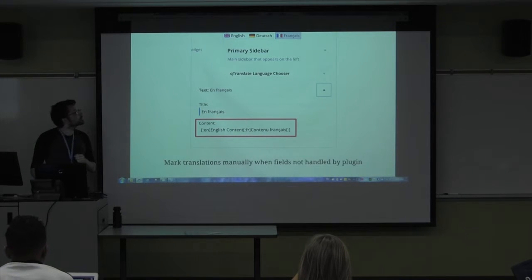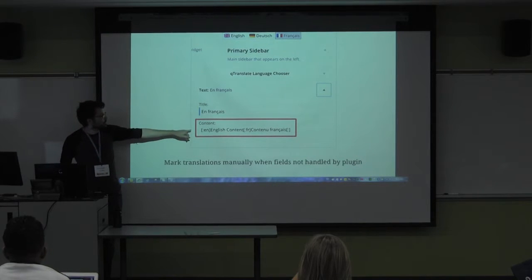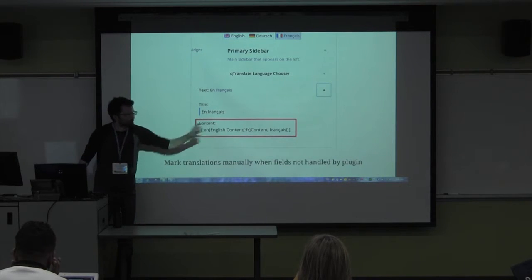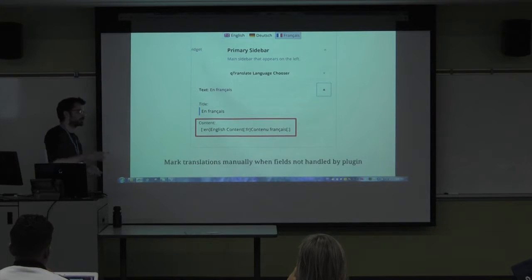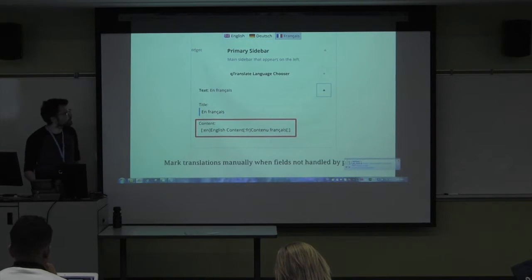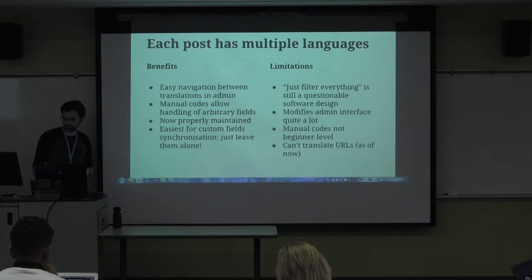And here we're editing a text widget. Again, you've got your buttons on top and you can translate the title here. But the widget content itself doesn't have the blue border, so the plugin doesn't handle the translation by itself. So then you'll have to revert to using these little codes here that allow you to translate any field you want, and the plugin will detect these codes and only show what's between the language that you're currently viewing. So that is like the fallback that Qtranslate uses for your content.